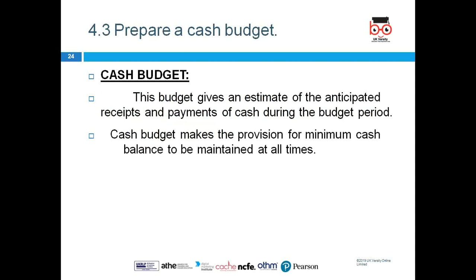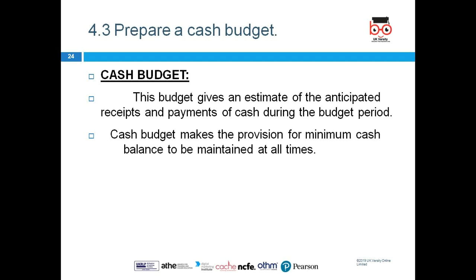Okay, next we have 4.3. 4.3 is the learning outcome assessment criteria, where we are supposed to go through the prepared cash budget. Cash budget is very, very important. Cash is the lifeblood of any business. If we don't have cash, there is no business. So the cash budget gives an estimate of anticipated receipts and payments during the budget period.